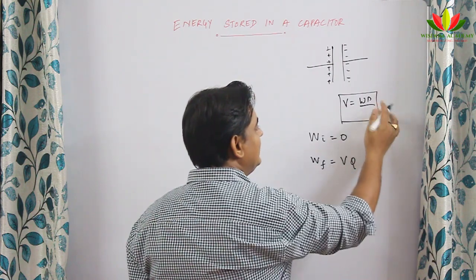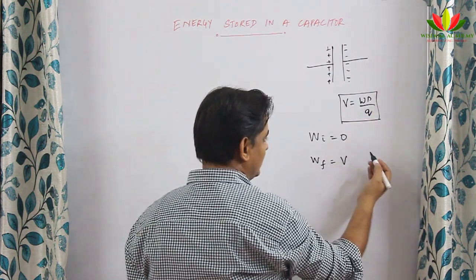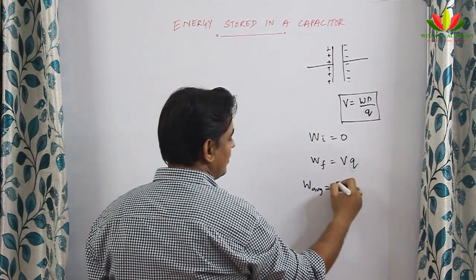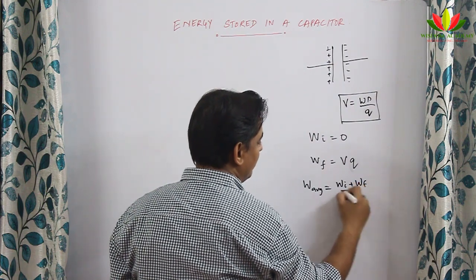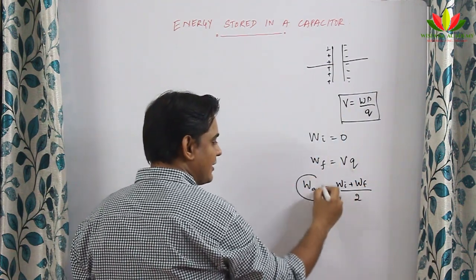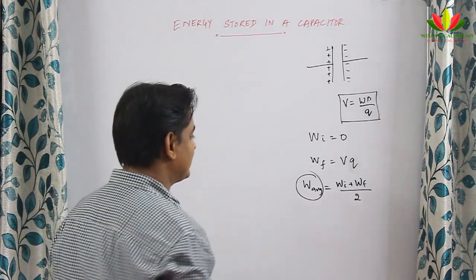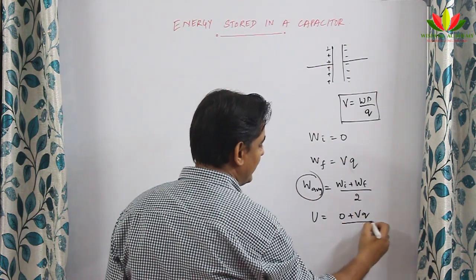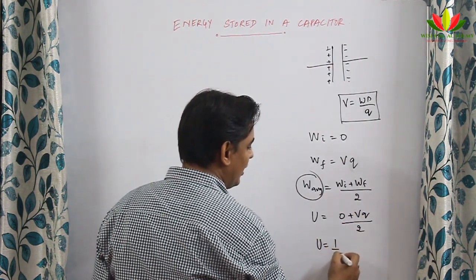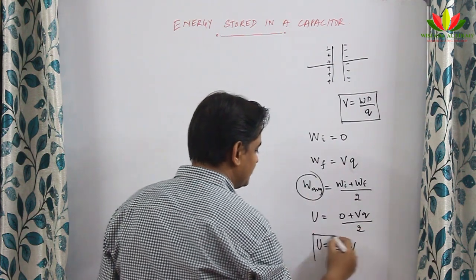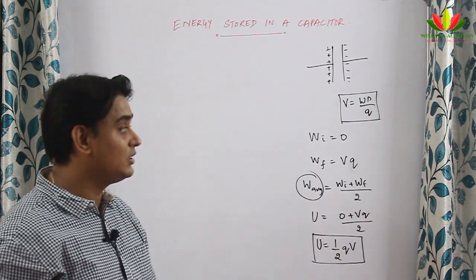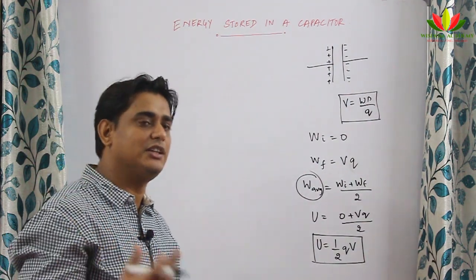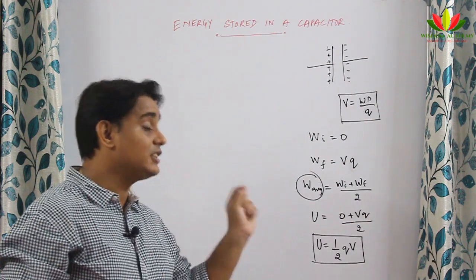Now what is the net work done, or I should say the average work done? That is equal to (Vi plus Vf) by 2, and this average work done is stored as the energy of the capacitor, that is U, that is equal to 0 plus VQ by 2. So the energy stored in the capacitor is equal to half QV. Now as I said, this is a non-integration method, not accepted by many teachers. So I will go to the integration method of finding the energy stored in a capacitor.